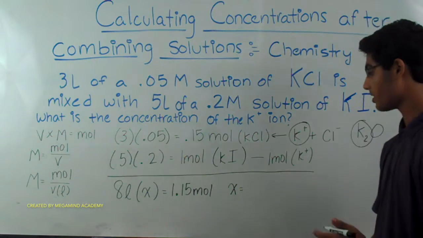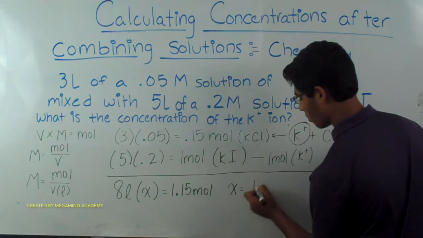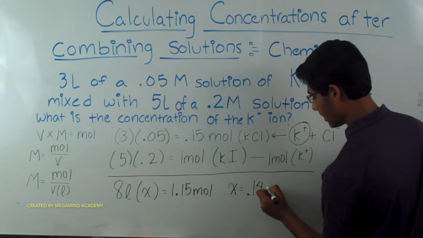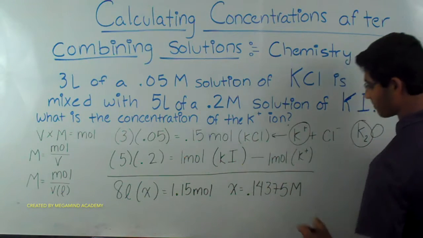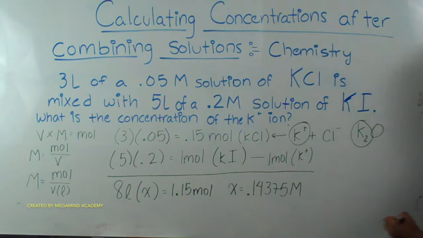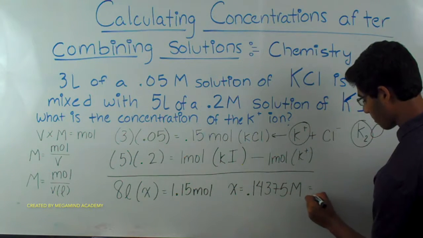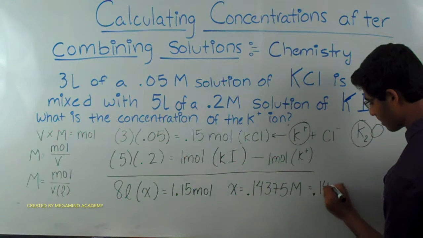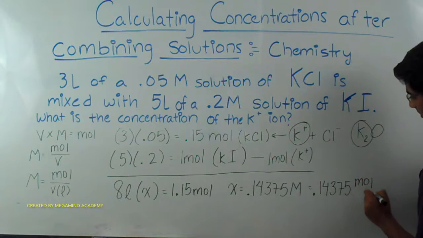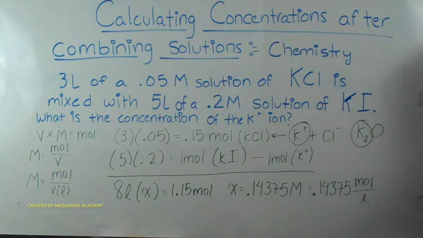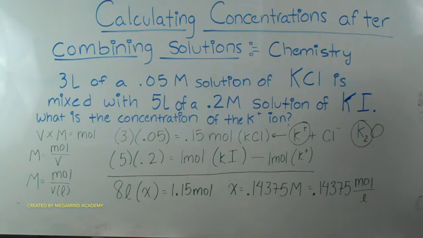On a calculator, when we do that, we get 0.14375 molarity, which can also be expressed as 0.14375 moles over liters. That's just showing you that the capital M is just moles over liters.